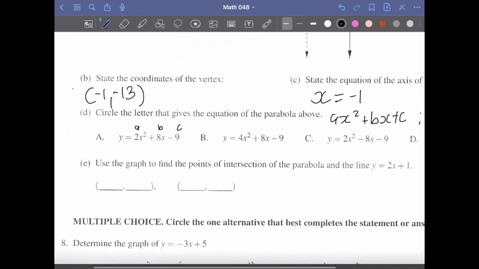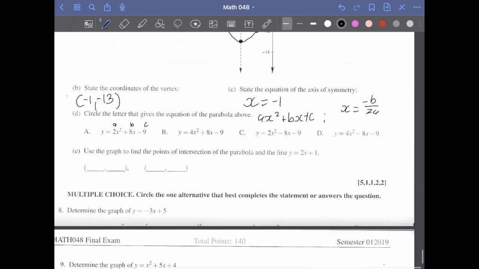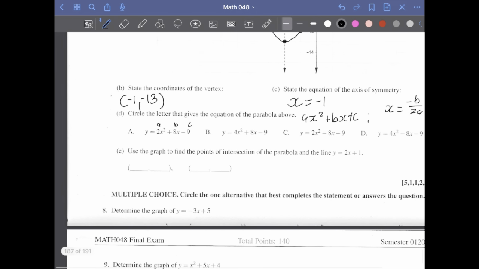So the formula is minus b divided by 2a. The first one, that's minus 8 divided by 2 times 2, because a is 2. So that's minus 8 divided by 4. That gives us negative 2. That's not what we want. So A is out of the picture.